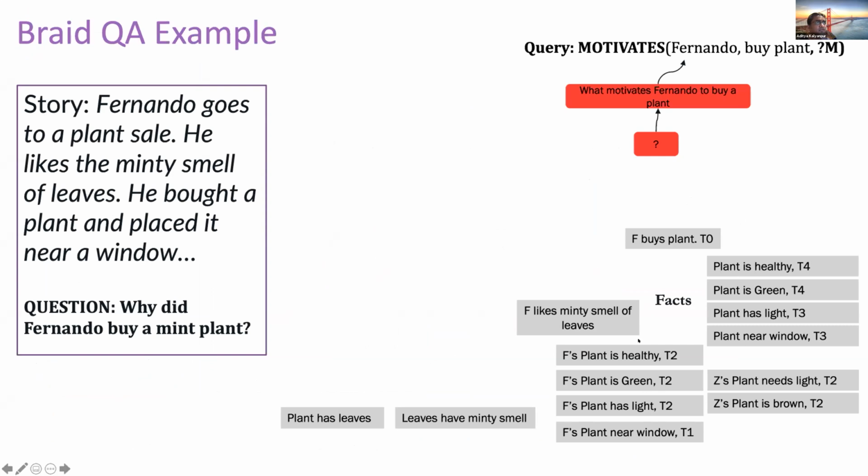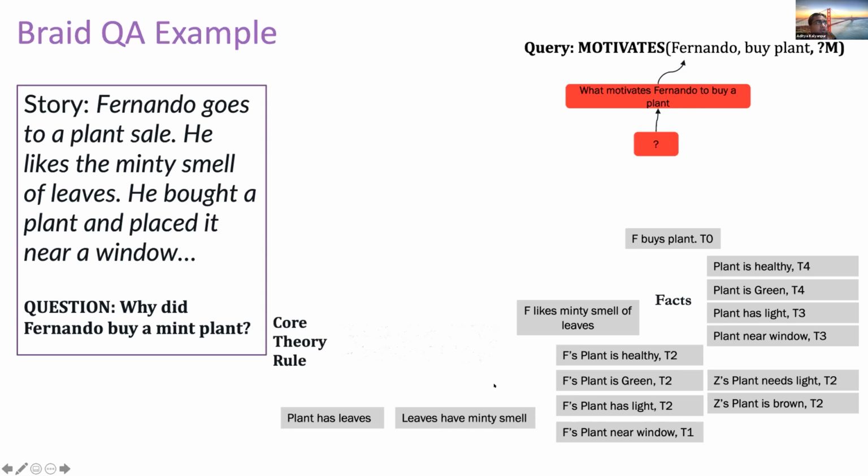And so these are the facts that we've extracted from the story. And that's done using our NLP system that we have. We have a state-of-the-art semantic parsing system at EC. So that pulls out these facts. But there's a big gap between these explicit facts in the story and the top level goal, which is what motivated Fernando to buy a plant.